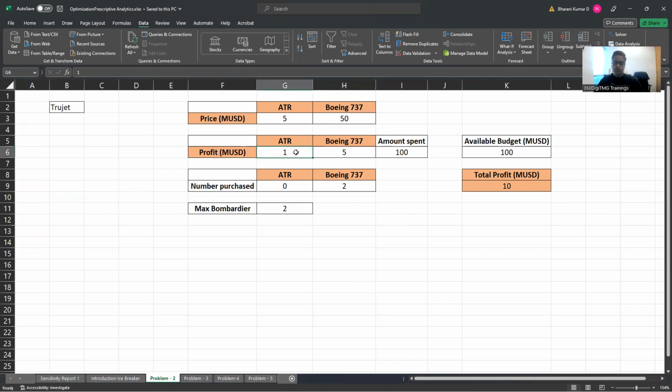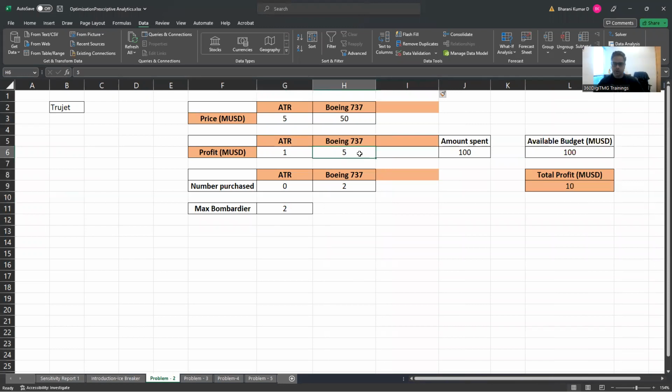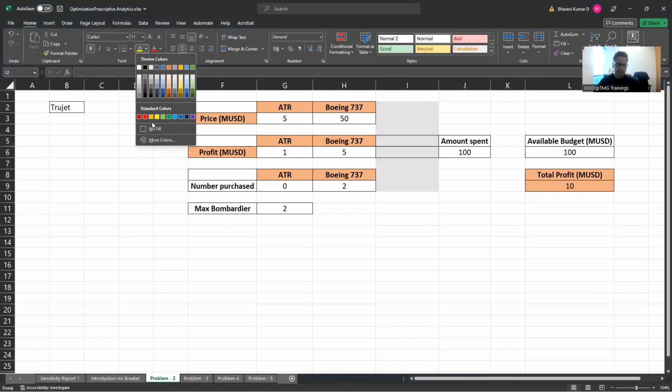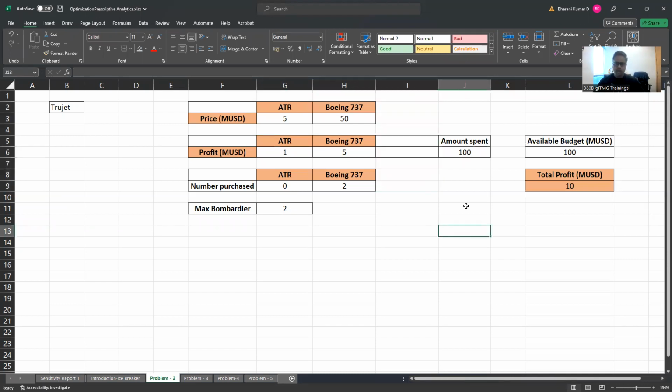All right. And say the profit you're going to make is $1 million per annum if you have an ATR, and if you have a Boeing, you make a profit of $5 million. Assume that these are the things that you are aware of. Now, your aviation company wants to grow big. They want to purchase new aircraft because they want to start new routes. By the way, the project that we did for TrueJet was slightly different. It was related to network route optimization, to understand on which route a new flight has to fly. That's a different problem, but I'm taking TrueJet as an example here.